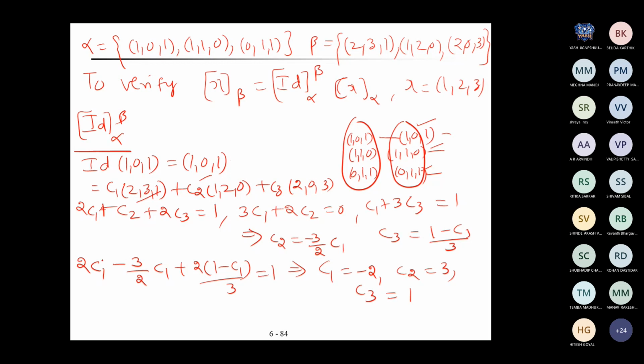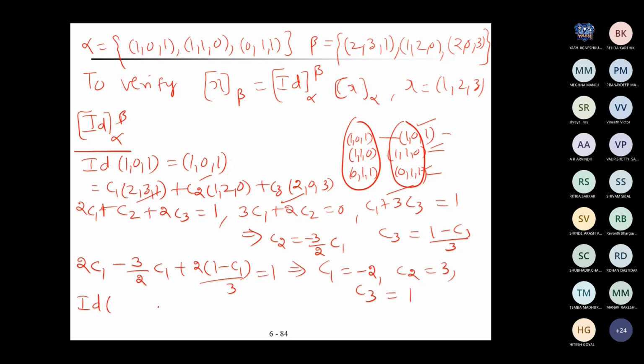Ma'am, we can also take C1 equals minus 2 by 3 C2. Okay, everything you should represent here. See, there is a relation between C1 and C2, C1 and C3. That means C2 and C3 can be represented in terms of C1. Yeah, that is obvious from that.